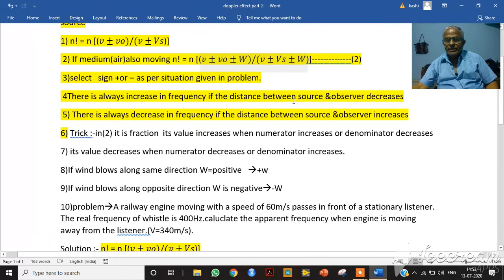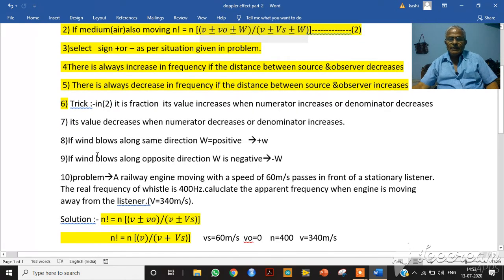You observe there are two important points. When the distance between source and observer decreases, there will be an increase in apparent frequency, n dash will increase. Only when the distance between source and observer decreases, there is an increase in apparent frequency. Second point, when the distance between source and observer increases, apparent frequency decreases. There is a decrease in apparent frequency if the distance between source and observer increases.